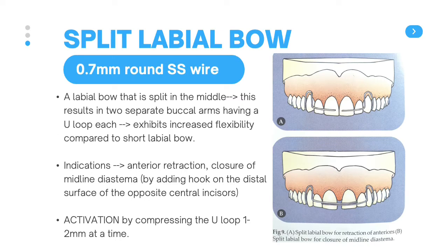The next one is the split labial bow. It is made from 0.7 mm round stainless steel wire. The labial bow is split in the middle. This results in two separate buccal arms having a U-loop each, and this exhibits increased flexibility compared to the short labial bow. Indications are anterior retraction and closure of midline diastema by adding hooks on the distal surface of the opposite central incisor, and then the two split labial bows overlap in cases with midline diastema. Activation is by compressing the U-loops 1 to 2 mm at a time.